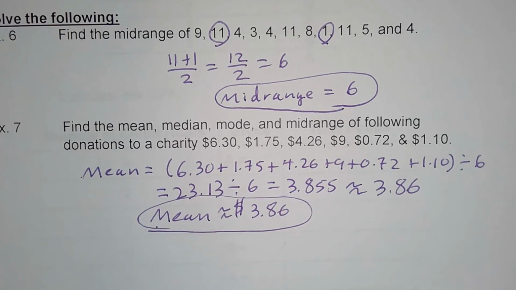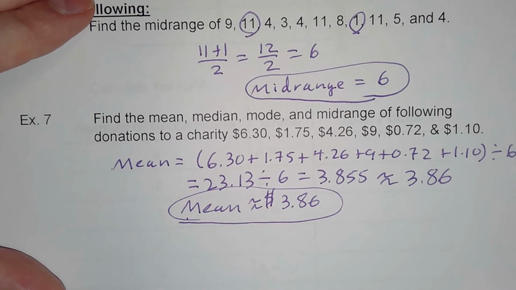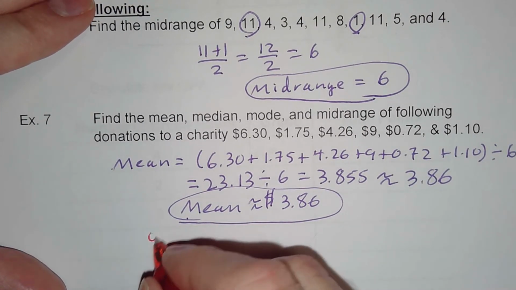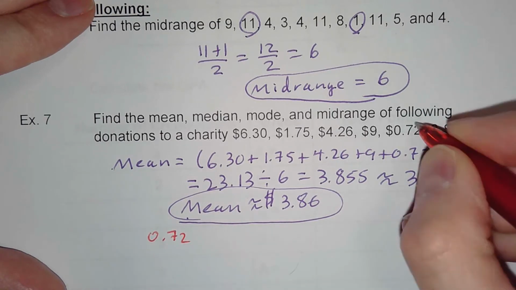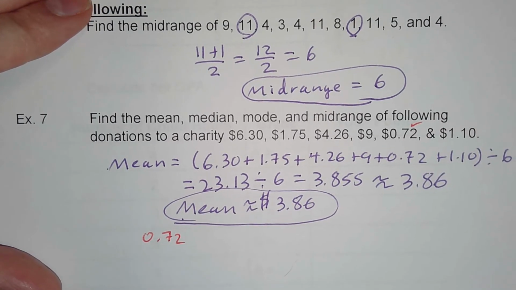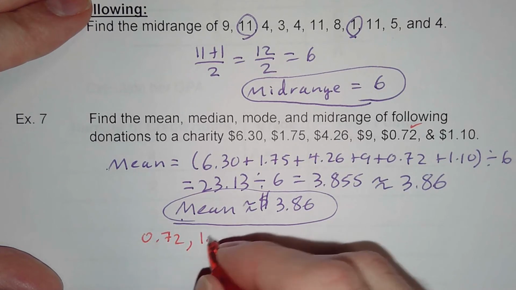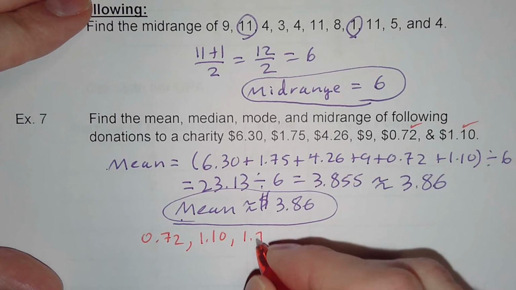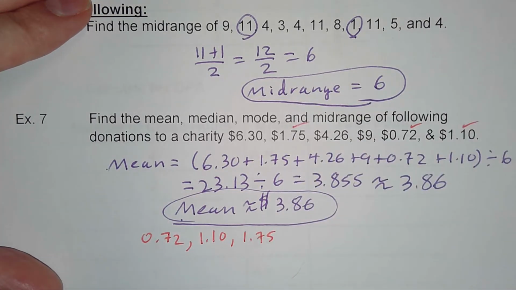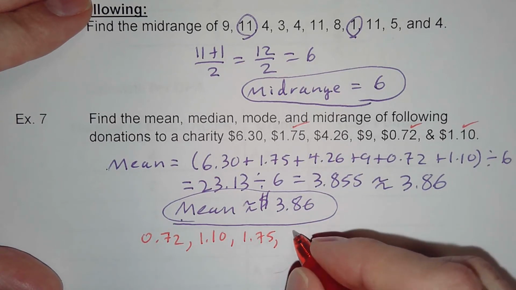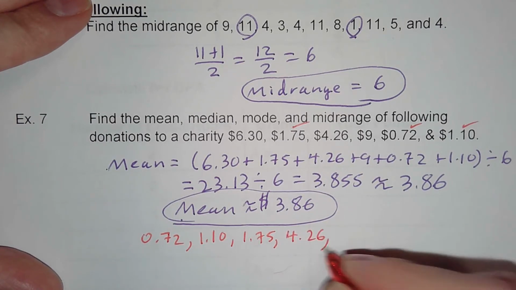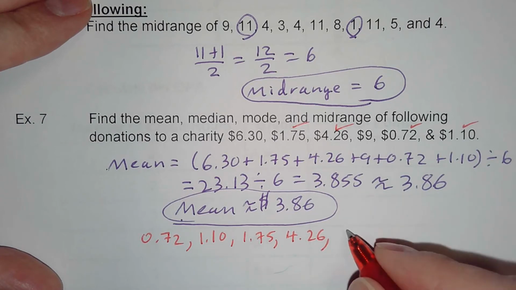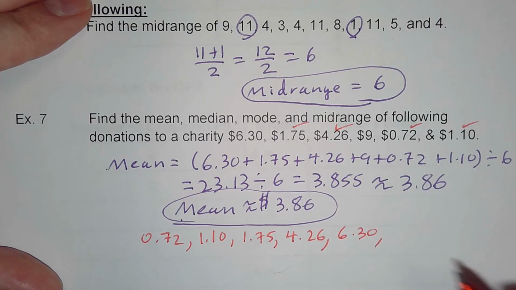For the median, we need to put these first in order from smallest to largest. So 72 cents would go first. Next would be the $1.10. Then the $1.75. Just put a little check mark as I put these numbers down, make sure I don't forget anybody. Then the $4.26, the $6.30, and then the $9.